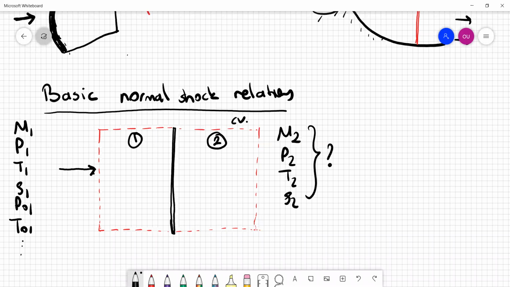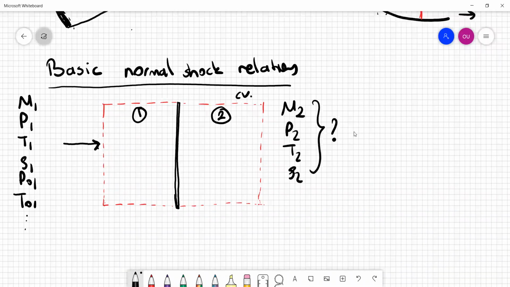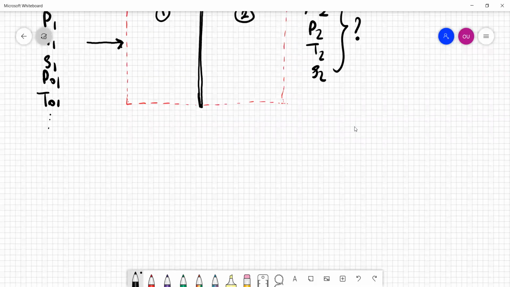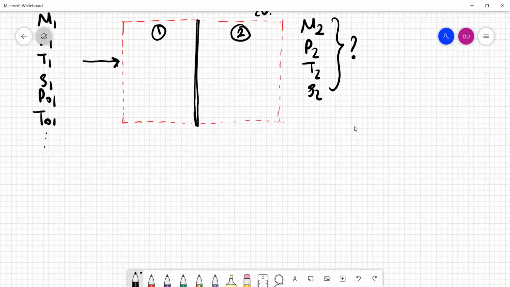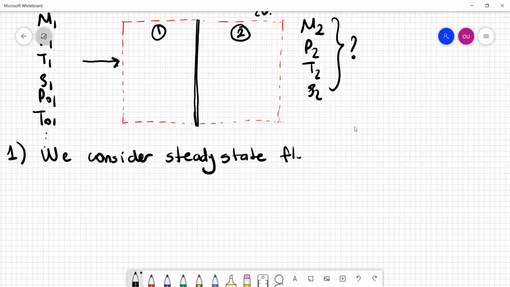Now, in order to do this control volume analysis, we have incoming surfaces and outgoing surfaces and all that. In order to consider this, we need to make some assumptions, so I will list them. The first one is that, of course, we consider steady state flow. That means that in our governing equations, any partial derivatives with respect to time will be equal to 0.